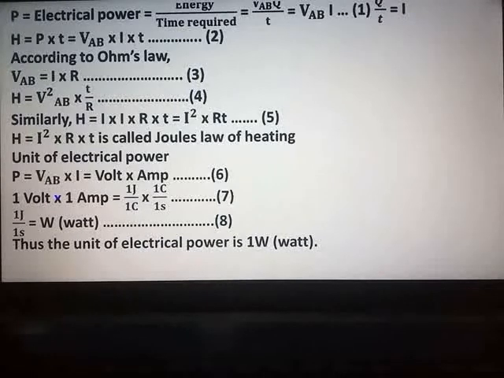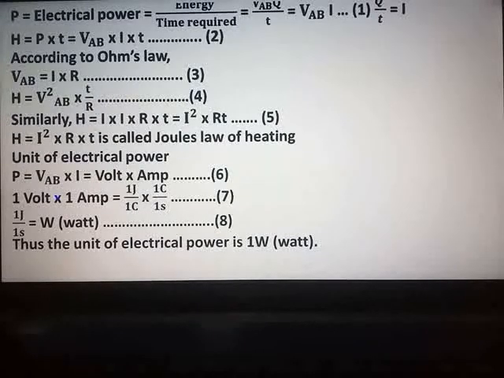Everyone remembers Ohm's law, which we have studied last year. What does Ohm's law state? If the physical state of a conductor remains constant, the current I flowing through it is directly proportional to the potential difference between its two ends. And we had seen R is equal to V upon I. That same law you are going to apply over here. So according to Ohm's law, V is equal to I into R. So H is equal to V square multiplied by T upon R.